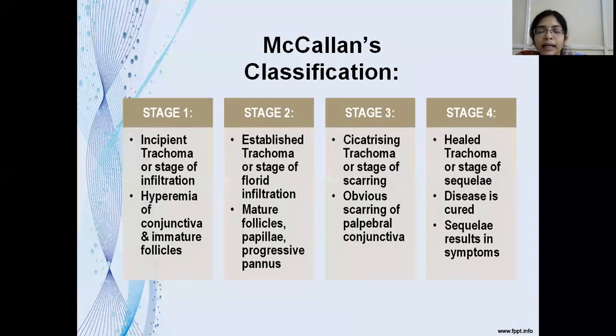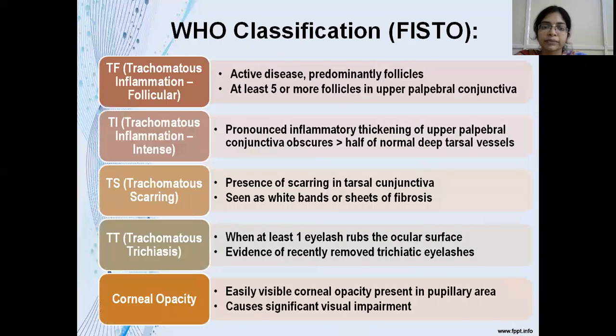Now, these are two classifications which are important. One is MacCallan's classification and the other is the WHO classification. The more important classification is the WHO classification, or FISTO: Trachomatous inflammation follicular, trachomatous inflammation intense, trachomatous scarring, trichiasis, and corneal opacity. Now, a very self-explanatory classification. I'm sure you can go through this classification.